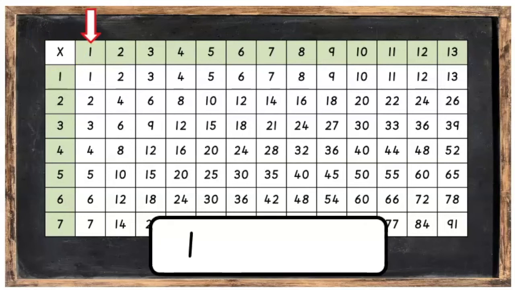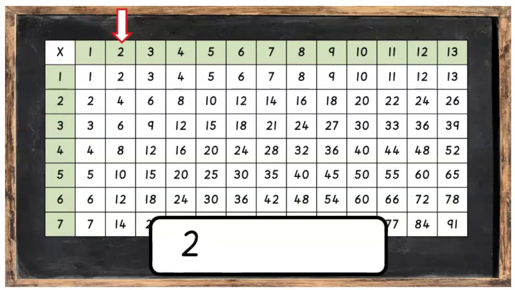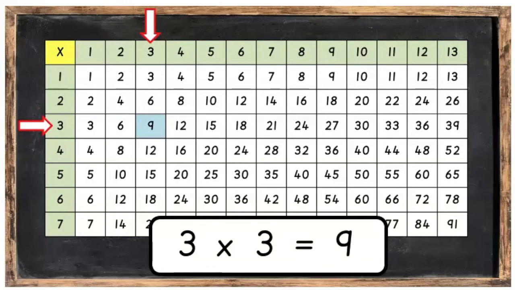So what we say is 1 multiplied by 3 is equal to 3. We can say 2 multiplied by 3 is equal to 6. So if I skip count 2 times, I'm going to land on 6. 3 multiplied by 3 is equal to 9. If I skip 3 times, I'll land on 9.